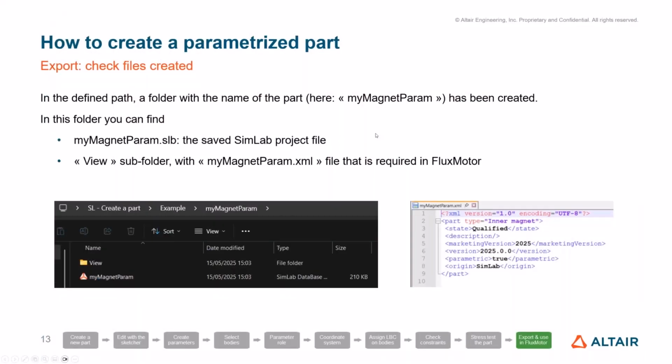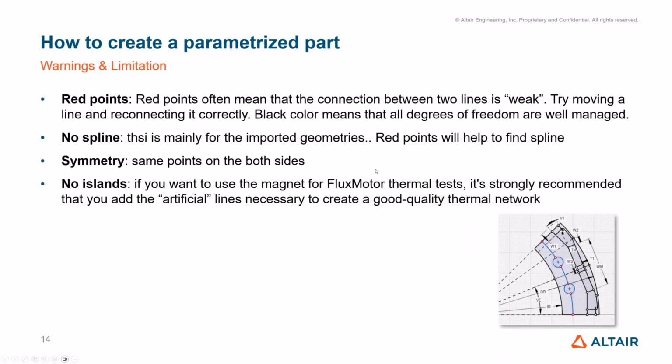Okay, so once you export the FluxMotor part, you will have a folder with the same name as the part, and in this folder you will see the SimLab model, my magnet param, and in the view folder you will see a couple of images with the XML file. You can see a preview here. And this XML file is the one that is needed to use the part in FluxMotor.